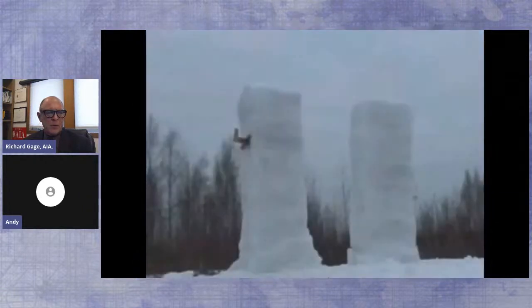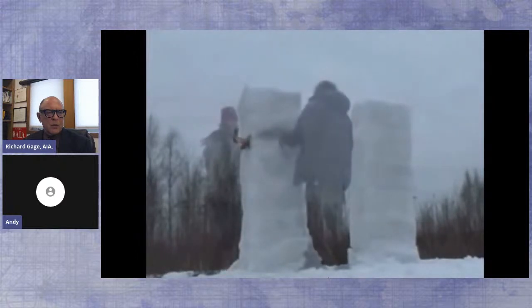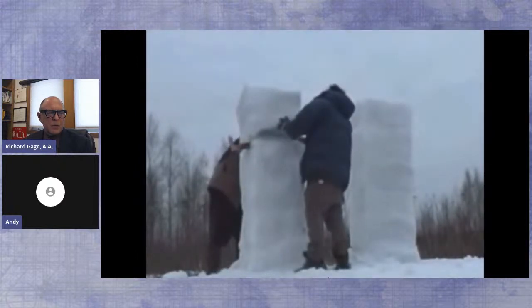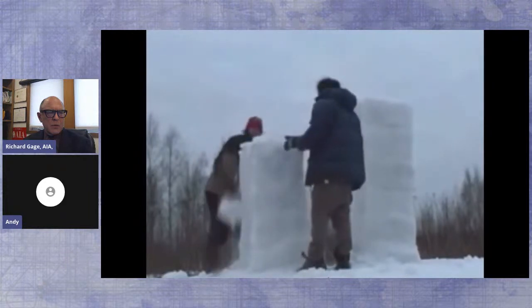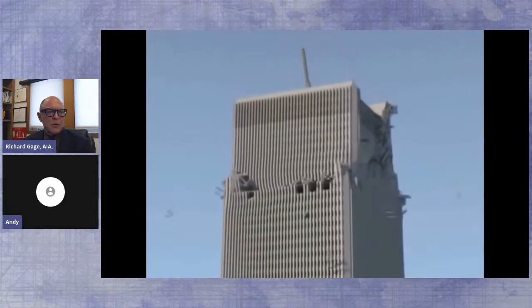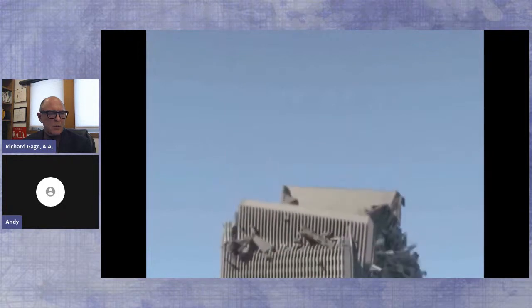Alternatively, as shown in this experiment with 2 towers made of snow, the top section could have fallen off to the side after the initial collapse. What could not have happened is this. A little tiny chunk of the building can't possibly fall and crush the entire structure below it.